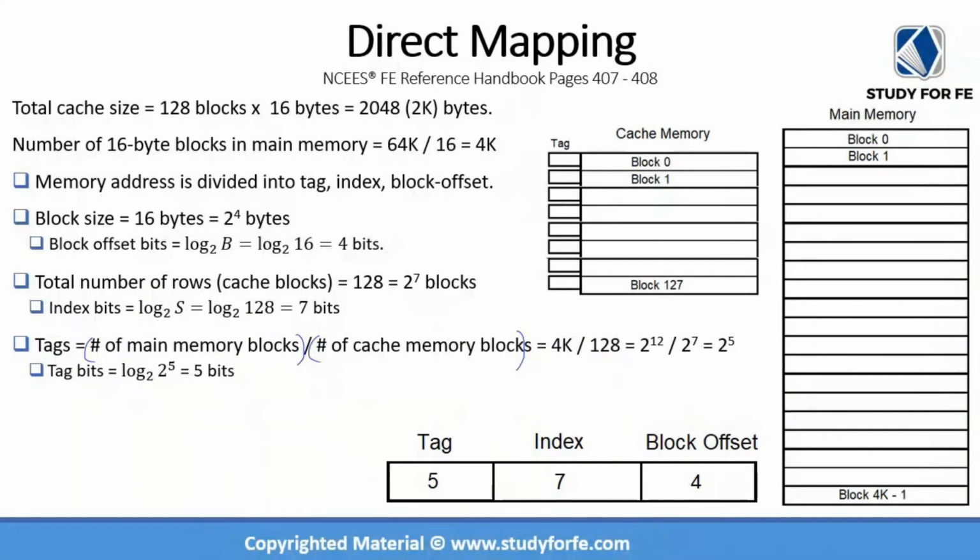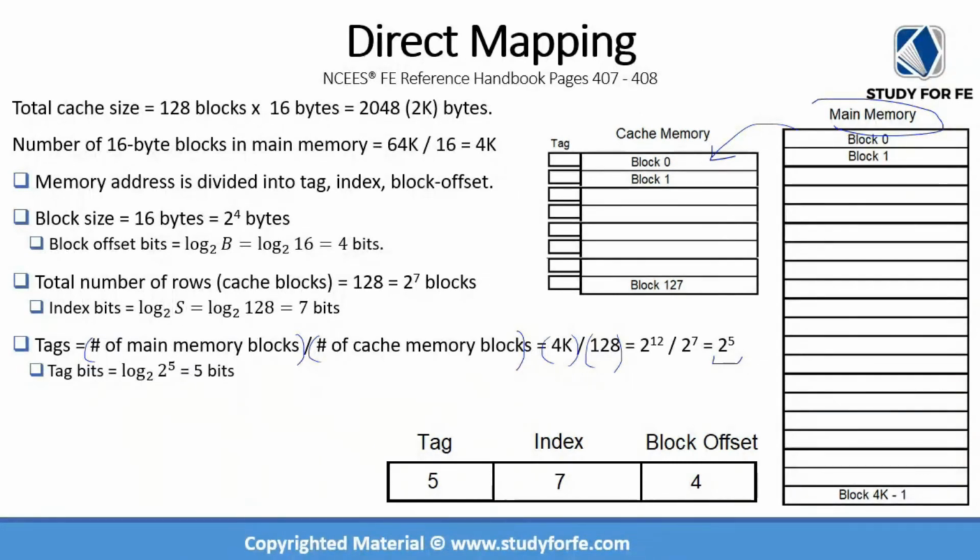So you have 4K main memory blocks and you have 128 cache memory blocks, and you result in 2 raised to power 5, so that gives you 32. So what it is telling us is that there are 32 blocks within the main memory which can go into one cache memory. So that's what the tag bit is telling us in the case of direct mapping.